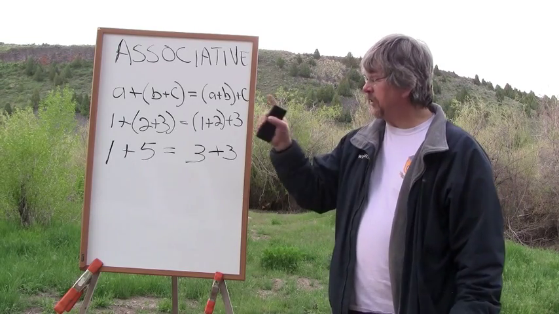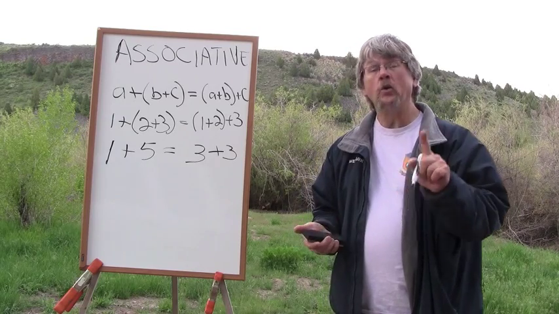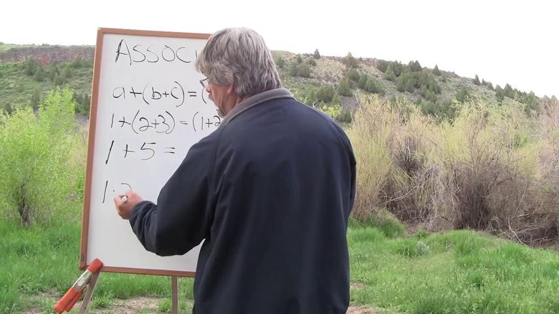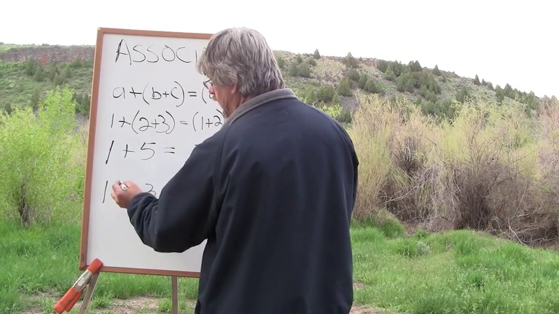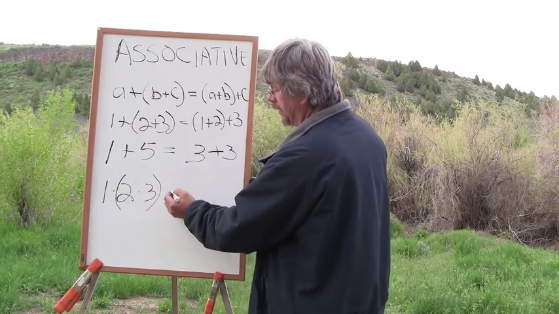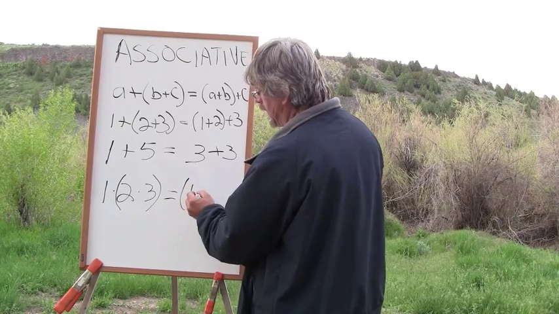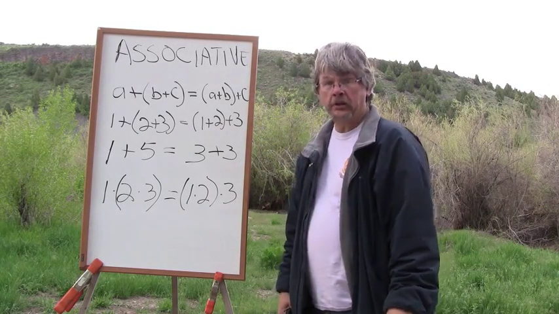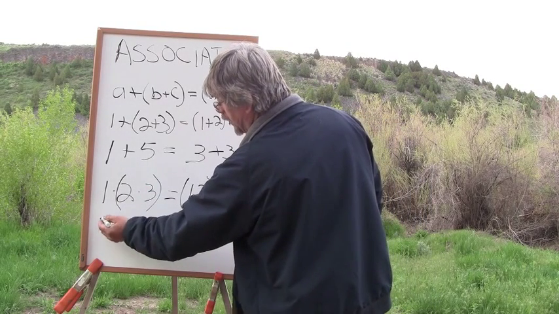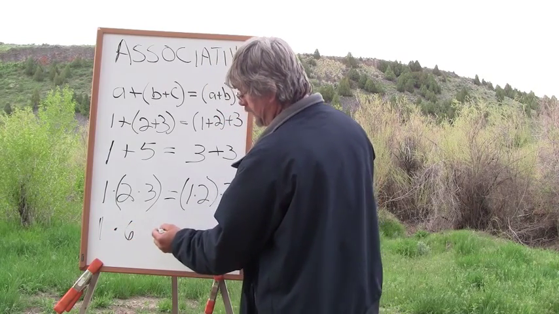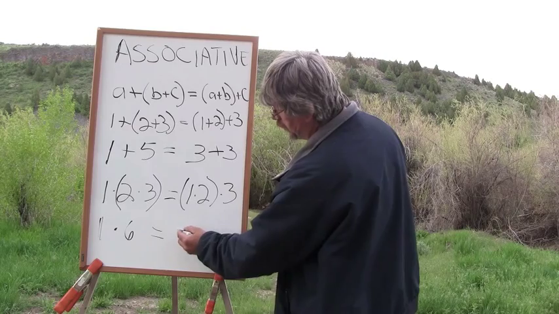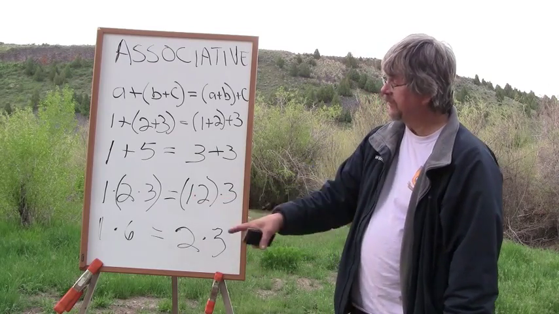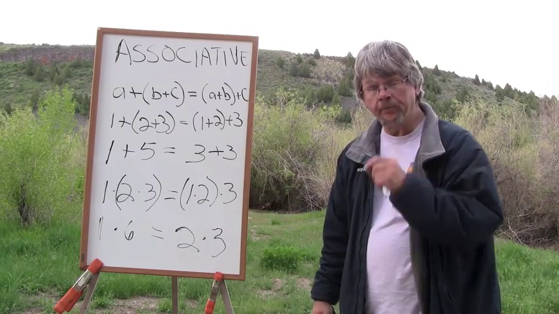It's interesting that the associative property also works with multiplication. If you have 1 times 2 times 3, and we associate the 2 and the 3, this is the same as 1 times 2 together times 3. And you can see what that says. It's 1 times 6 is the same thing as 2 times 3.